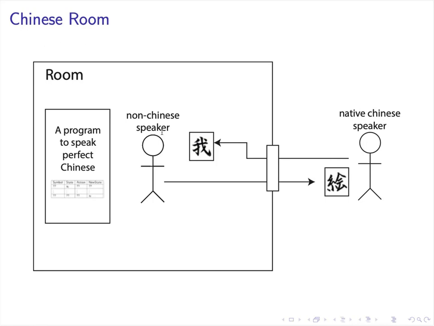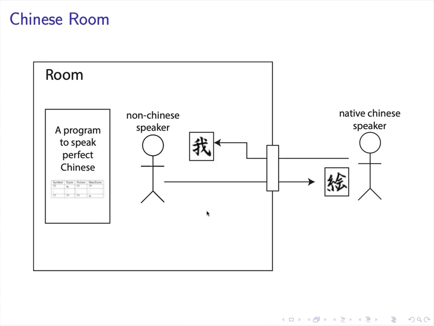Do you follow this? So he's saying the point is, this person isn't aware of anything, of what's happening. He's just using a program. So having a program to speak perfect Chinese doesn't make the person inside the room a Chinese speaker.